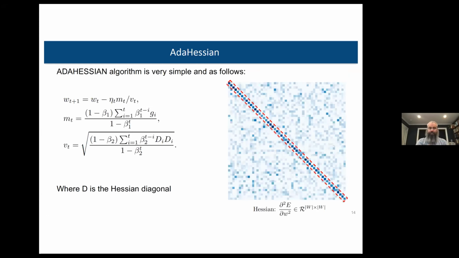I have an expression here that will subsume a bunch of first-order algorithms and a bunch of second-order algorithms, and I think it's on the next slide. The AdaHessian algorithm is going to be very simple, and it's going to be the following: the weight at time t plus 1 is equal to the weight at time t plus eta, a step size, times an m parameter divided by v. I'll put on the next slide what these m's and v's mean. But beta is a parameter, and it's a running sum of something divided by that parameter.